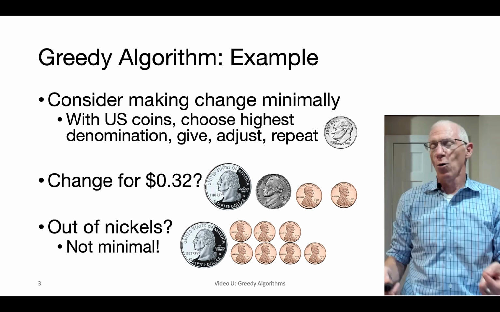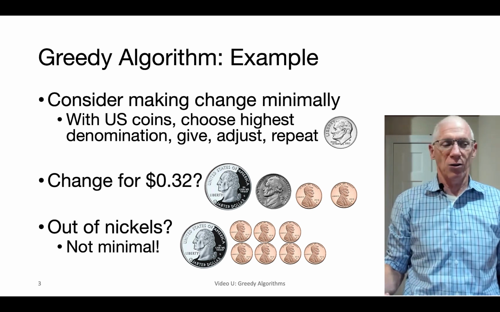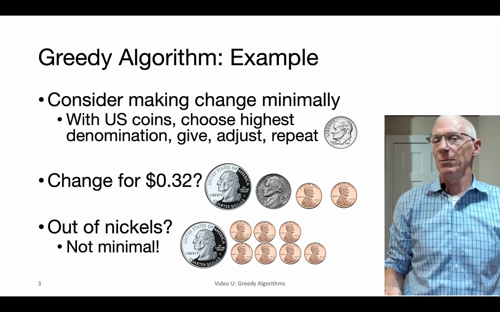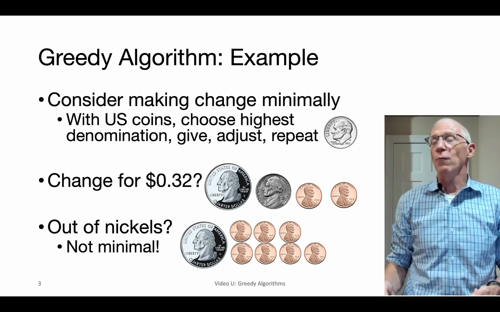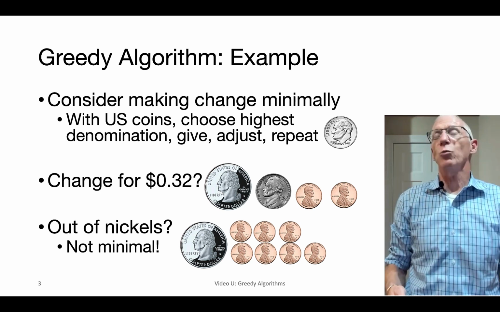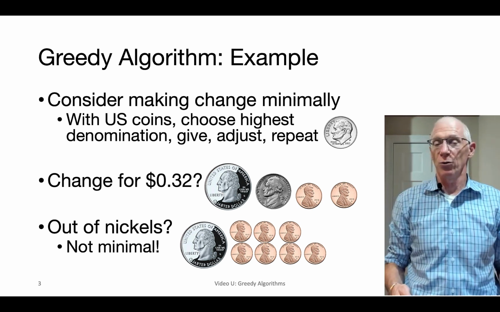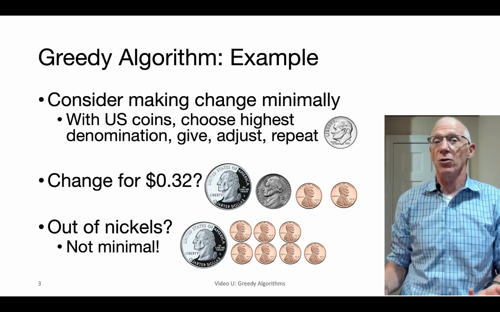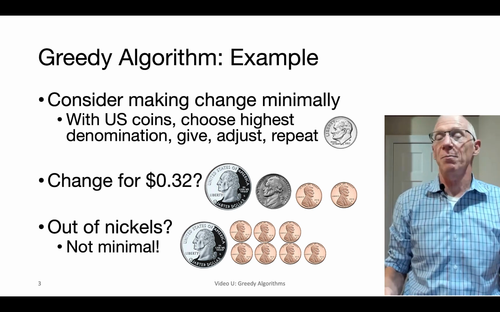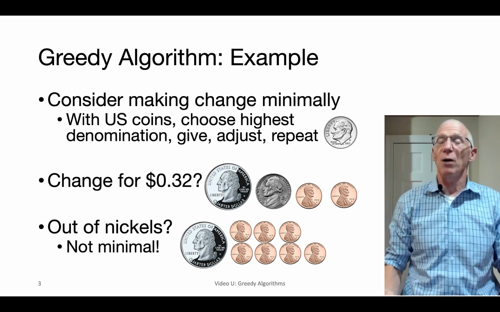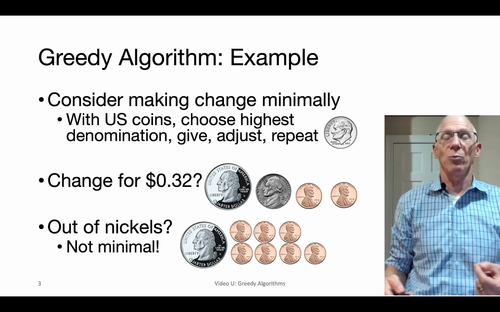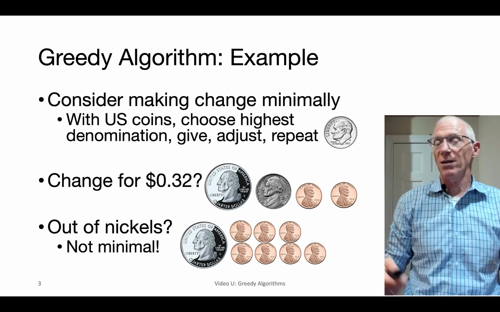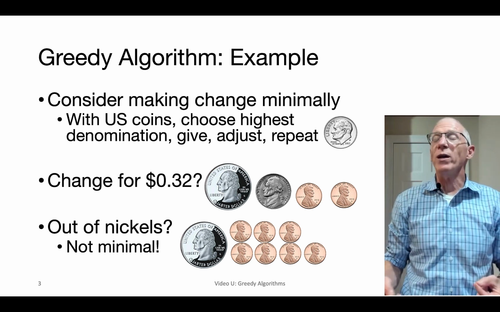Suppose, however, we're in an old-fashioned cash register and we've run out of nickels. So what we have is quarters, dimes, and pennies. If we use the greedy algorithm, first we'd choose a quarter to make change for 32 cents. Now we'd have 7 cents to make change for, but we're out of nickels. So we would have to use 7 pennies. And the greedy algorithm of choosing the largest denomination coin we can would yield 8 coins, a quarter plus 7 pennies. But we can do better than that.